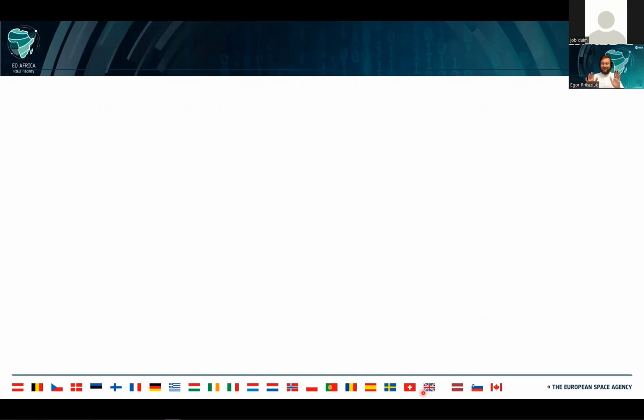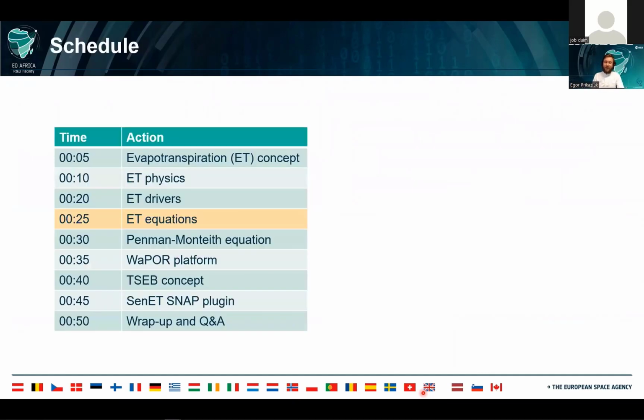That was it. And now we're coming to the drivers. The drivers are energy, so solar energy is a driver. Now we're coming to the toughest part that the students don't like, the equations. But first of all, I see there are some more questions in the chat. Or not really? Not really. All right. Then I continue further with the equations.